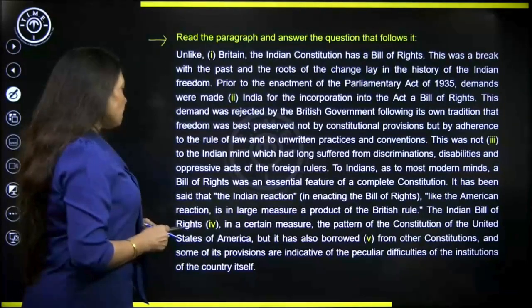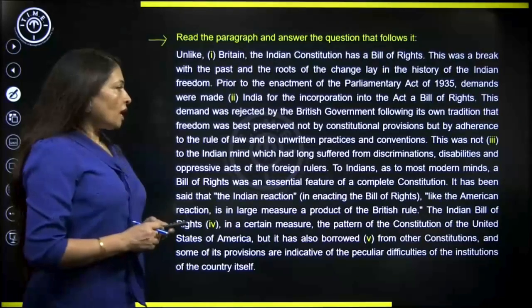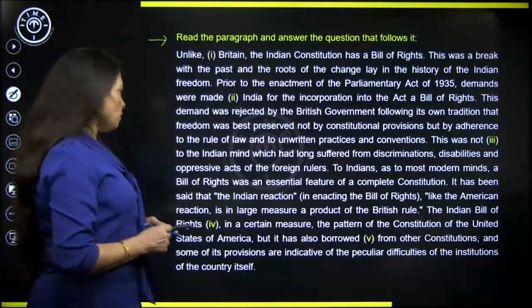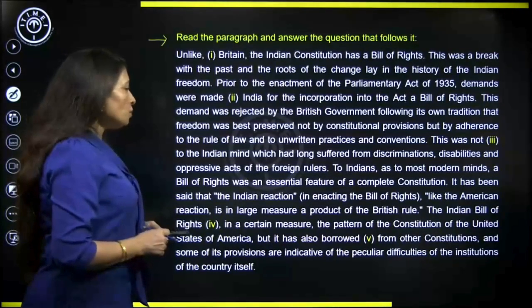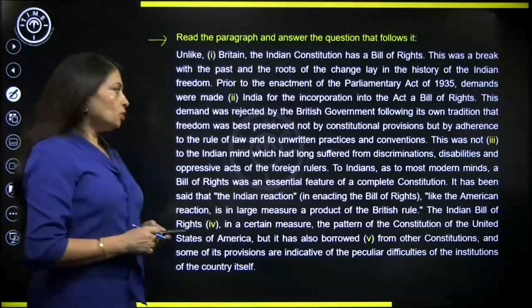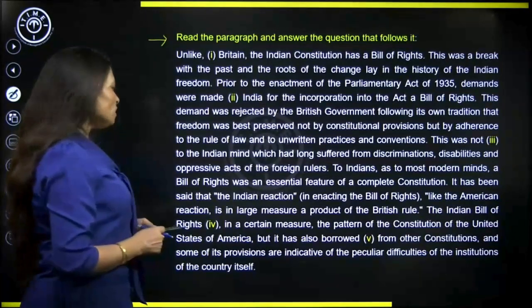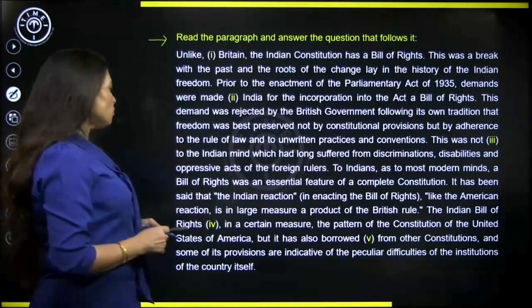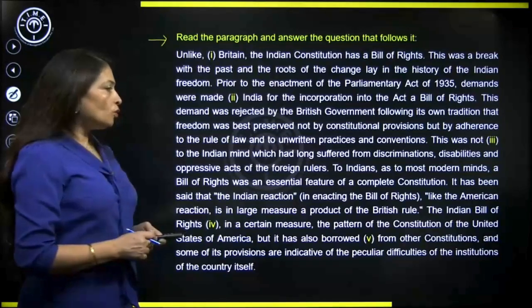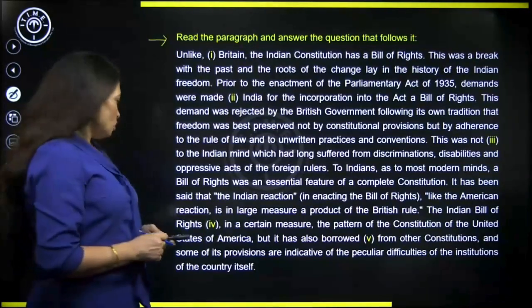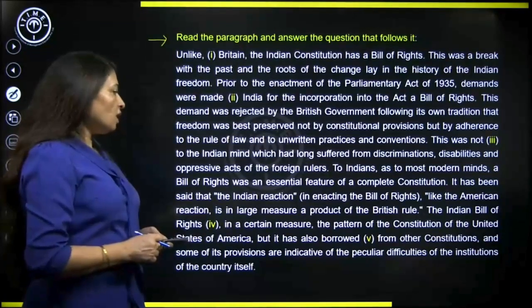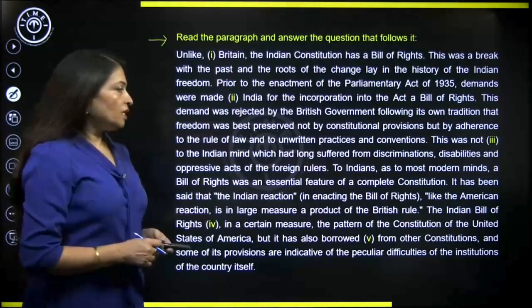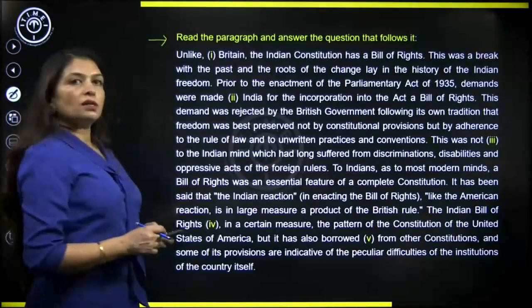It has been said that the Indian reaction in enacting the Bill of Rights, like the American reaction, is in large measure a product of the British rule. The Indian Bill of Rights, in a certain measure, the pattern of the Constitution of the United States of America, but it has also borrowed from other constitutions and some of the provisions are indicative of the peculiar difficulties of the institutions of the country itself.